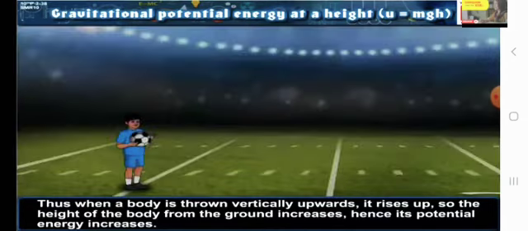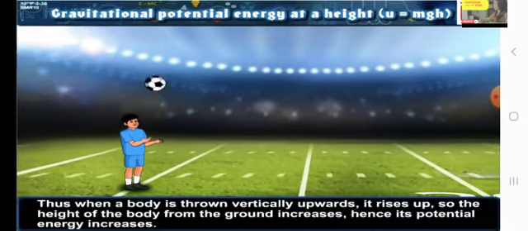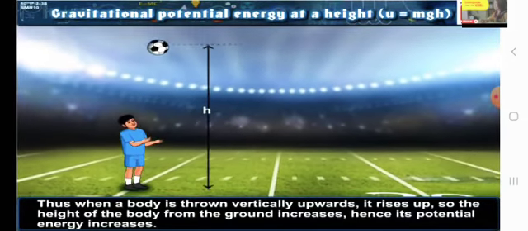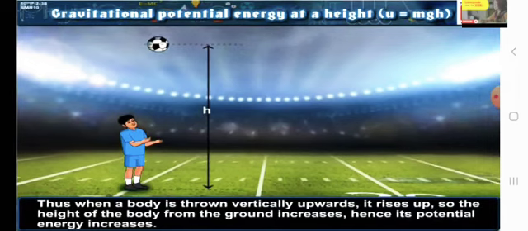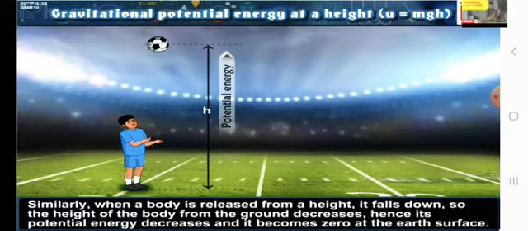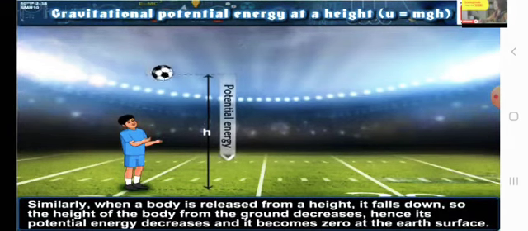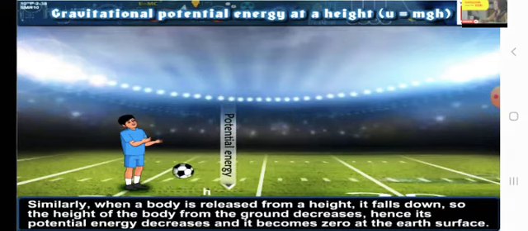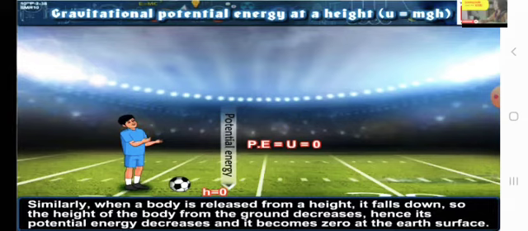Thus, when a body is thrown vertically upwards, it rises up, so the height of the body from the ground increases. Hence, its potential energy increases. Similarly, when a body is released from a height, it falls down, so the height of the body from the ground decreases. Hence, its potential energy decreases and it becomes zero at the Earth's surface.